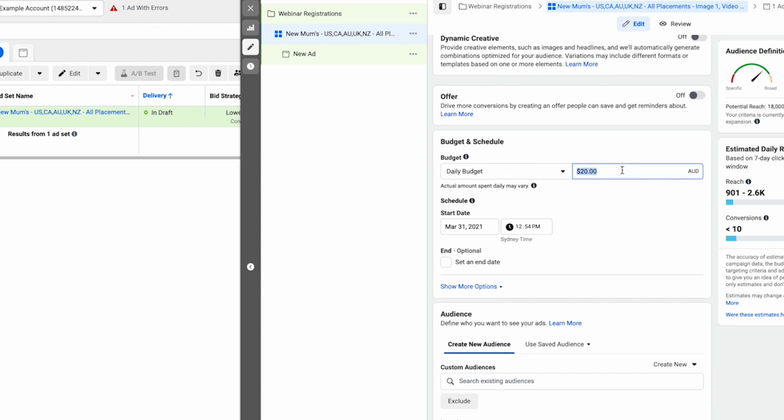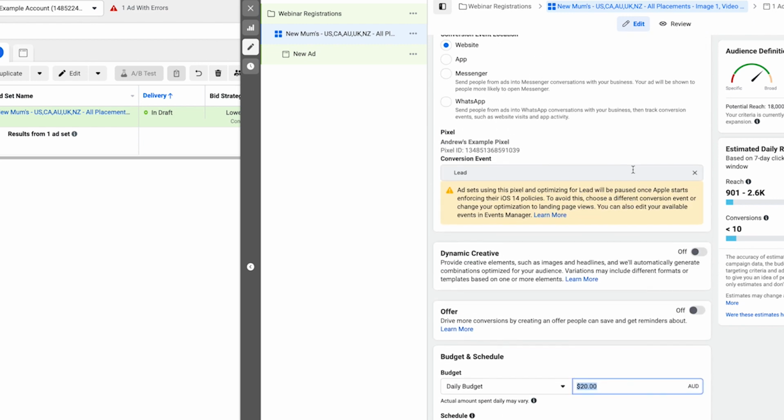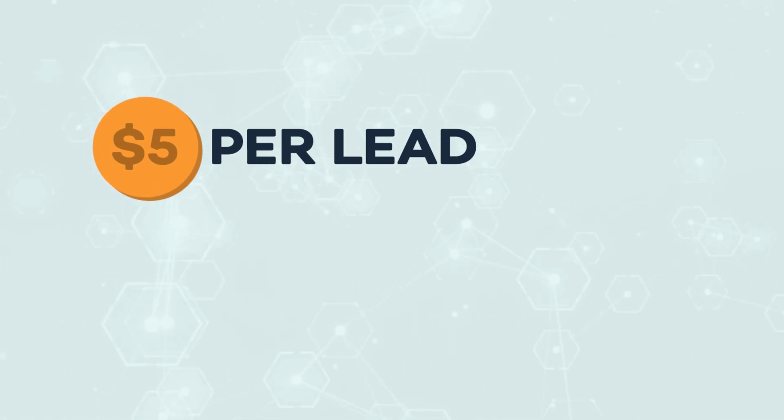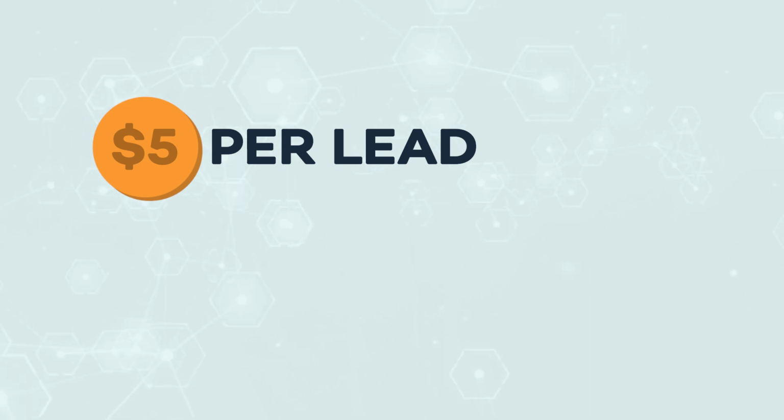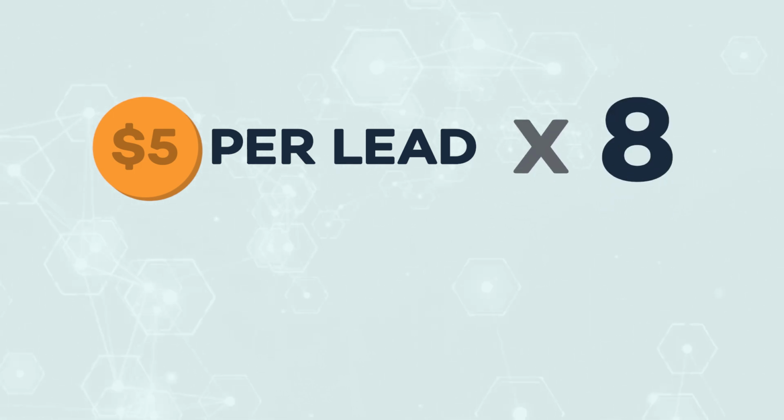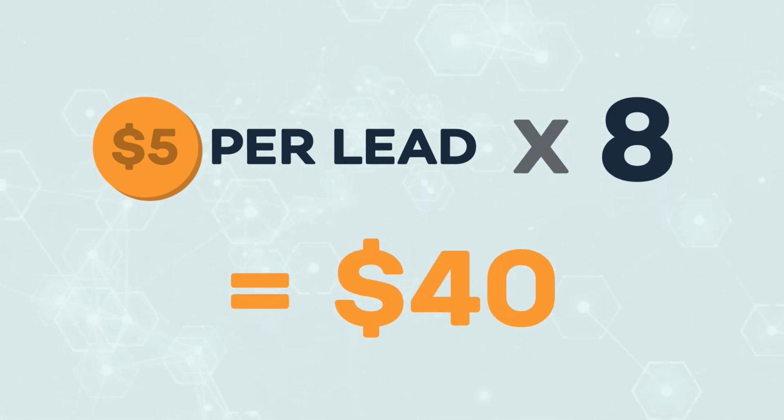So next up, we set our budget. I like to set a budget of roughly 8 to 10 times my expected cost per acquisition of whatever I'm trying to do. So for example, if I want to acquire leads at $5 a piece, and I think if I can get leads for $5 each, I'll be really happy, then what I would do is $5 times 8, which is $40, and set that as my daily budget.